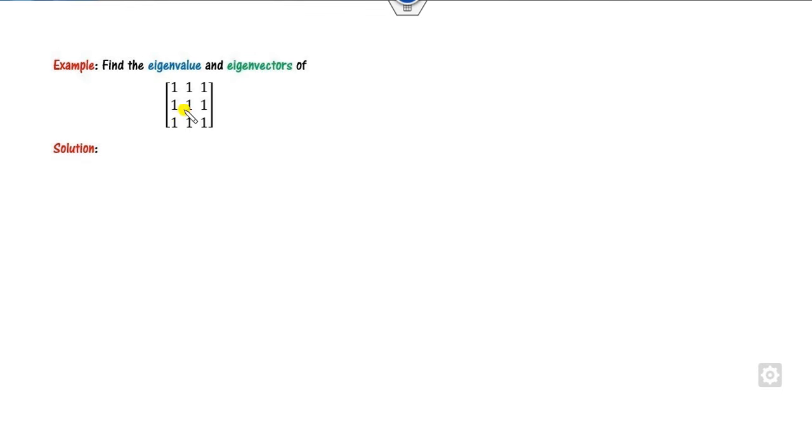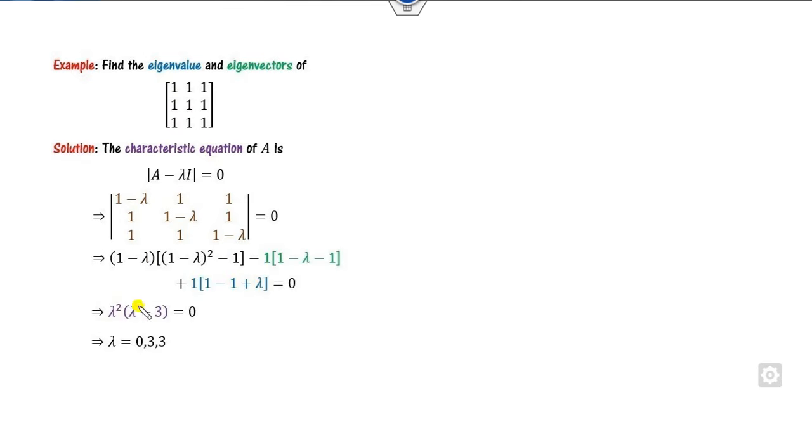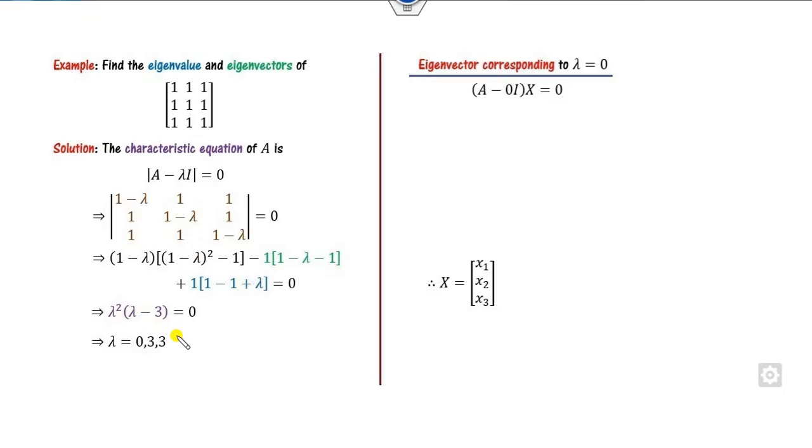Okay, there is one more example. Now these values are here. We can start with this and expand its determinant. We will get this. So clearly 0, 3, 3 are my eigenvalues.